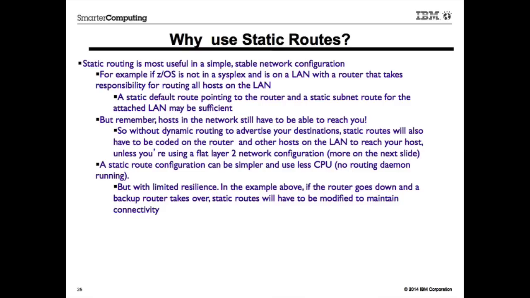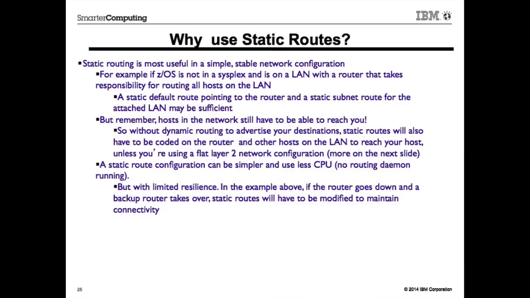You have to remember the routing is two ways. It's a common mistake that people forget when they're debugging routing problems. They say, I have a route to the destination, but what they don't check is, does the destination have a route to come back? If you're using a flat layer 2 network, though, that's ameliorated, and I'll talk about that in a minute. So a static route configuration is simpler and uses less CPU, but with limited resilience.